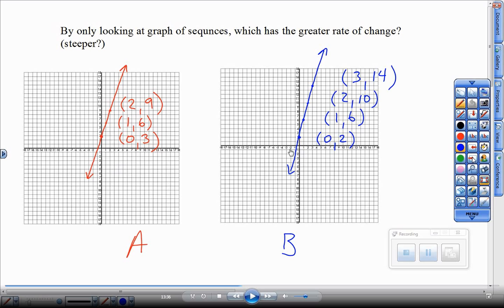For B, over 0 for X, up 2 for Y. Over 1 for X, up 6 for Y. Over 2 for X, up 10. Over 3, up 14. Sketch and draw this line through those exact coordinates. Practice graphing those coordinates.